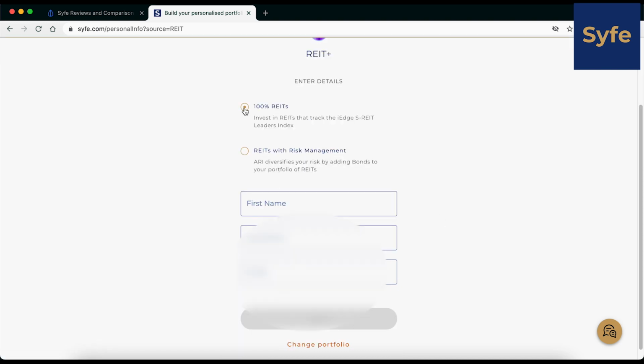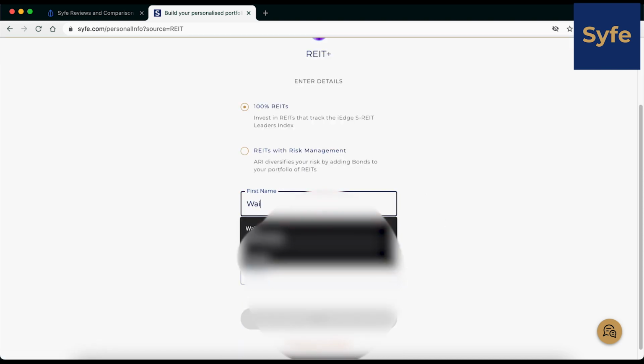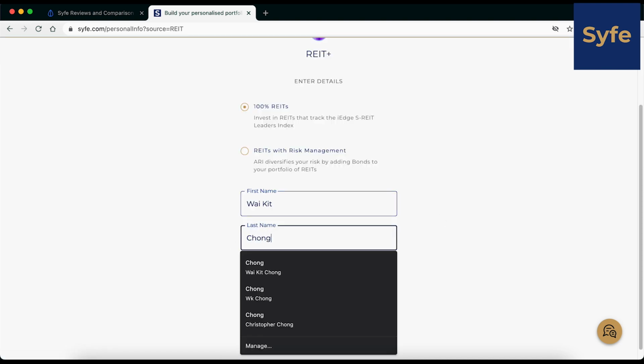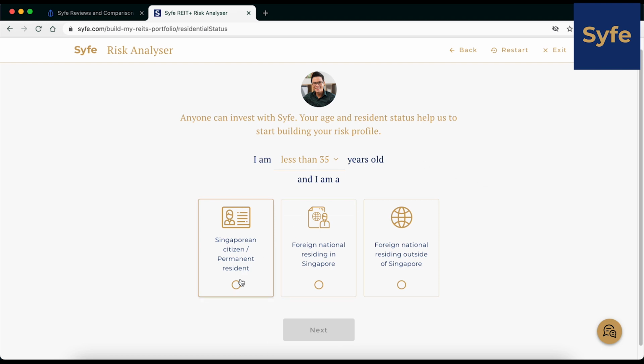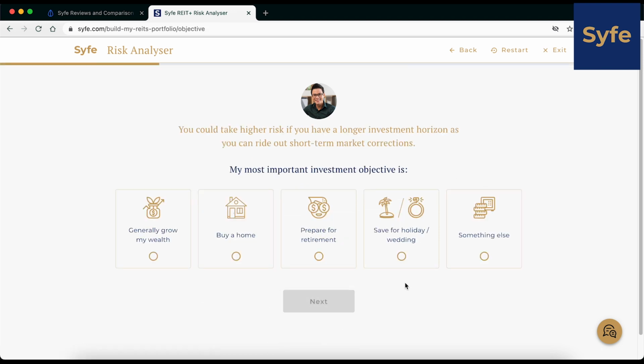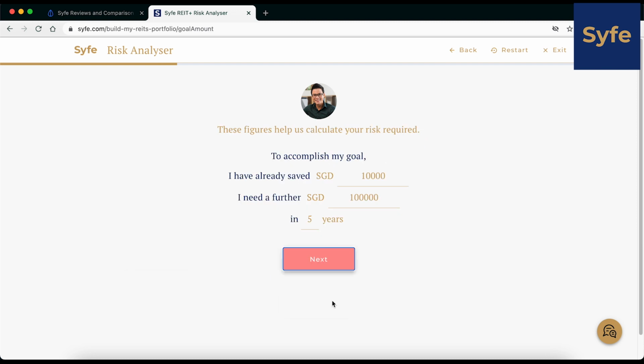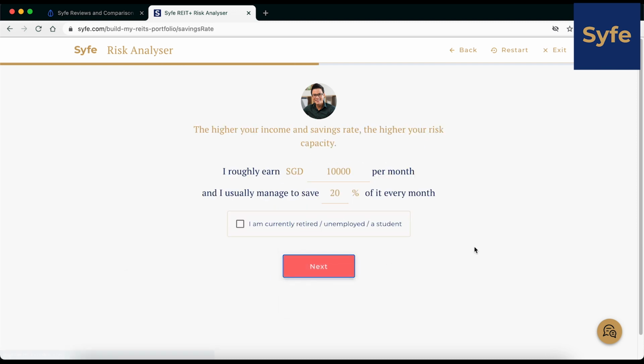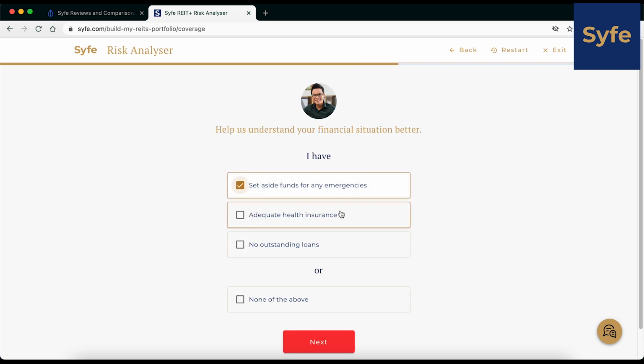Let's start with the REIT first. 100% REITs. Okay, I'm going to sign up. Still must ask questions. Okay, I'm less than 35, Singapore citizen. I want to grow my wealth. I already saved 10,000. I need a further 100k. Okay lah, I earn 10k a month. If I earn 10k a month, I don't need to do YouTube already lah. Let's say 3,000 lah, I put lower a bit. I managed to save 50%. I have set aside funds for my emergencies, adequate health insurance, no outstanding loans.